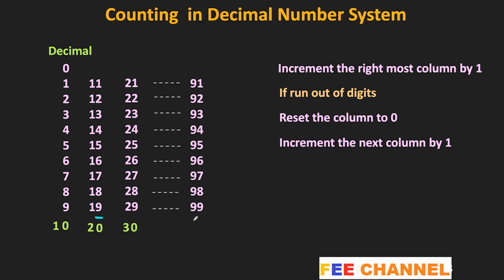Now, at the 99, if you see, the rightmost column has already run out of digits. So, we will reset it to 0. And if we move to the next column, the next column has also run out of digits. That means we will also reset it to 0, and then we will increment the next column by 1. That means after 99, the next number will be 100. And once again, we can follow the same procedure to count further. So, that is how the counting in the decimal is carried out.